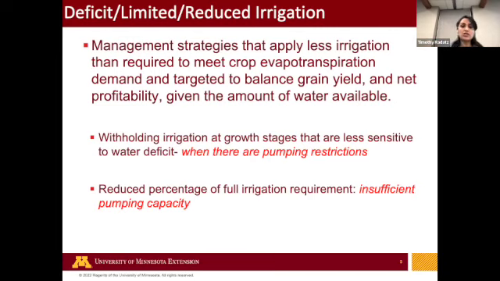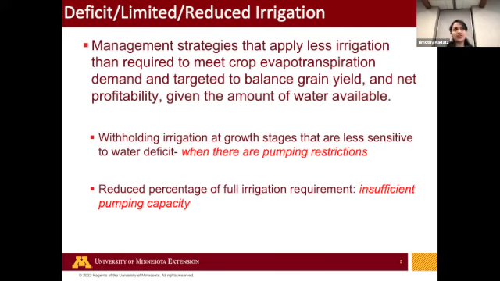The second strategy is reducing the percentage of the full irrigation requirement. So what does that mean? We keep on irrigating throughout the growing season, no matter what growth stage it is, but we do not put the 100% irrigation requirement. So 100% irrigation requirement is filling the soil profile back to field capacity. However, we don't do that. What we do is we apply irrigation, but in limited amounts, so reduced irrigation throughout the growing season. So depending on what is the need, we can just select what kind of strategy we want to use.